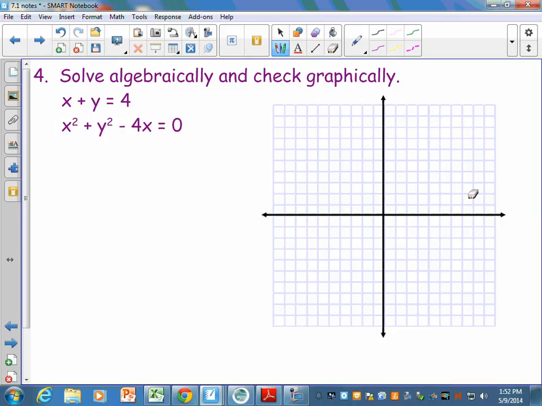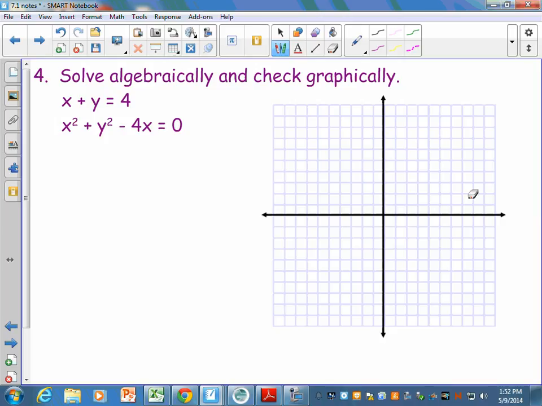First of all, this says check graphically, which means we're going to graph this eventually also. What kind of graph is this going to make? A line. What kind of graph is this going to make? A circle. We just did that. That's why we did circles on Wednesday, so we could do these problems. So if it says this on the homework, you could graph it first, and maybe you won't have to do the algebra if it crosses at a nice point.